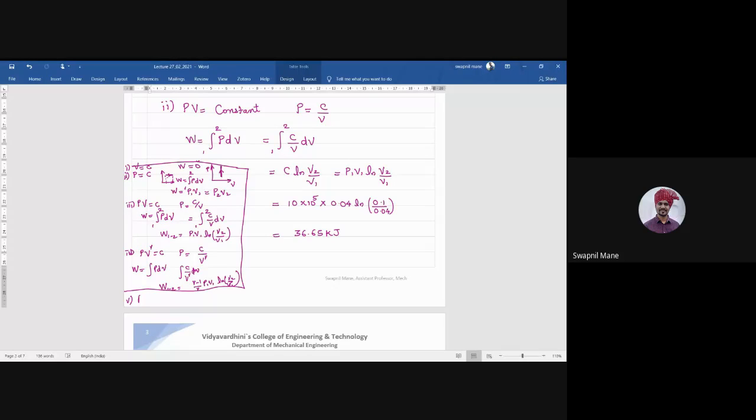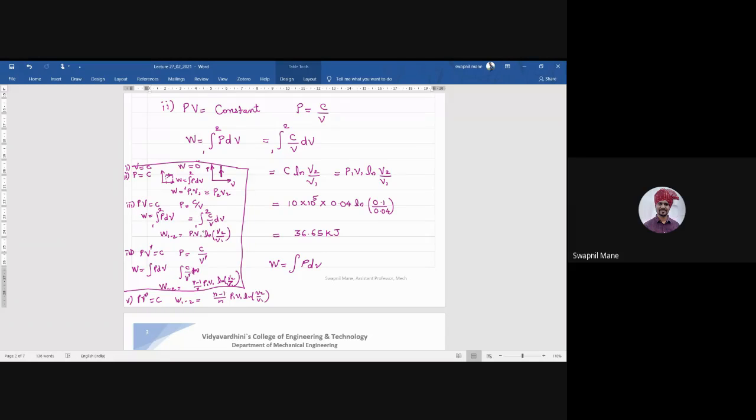Then the fifth one was PV raised to n is equal to constant. So W1 to 2 will be equal to n minus 1 upon n P1 V1 log of V2 by V1. OK, so these 5 processes you have to remember. For all 5 processes, W will be equal to integral of P dV. This is only for non-flow system.